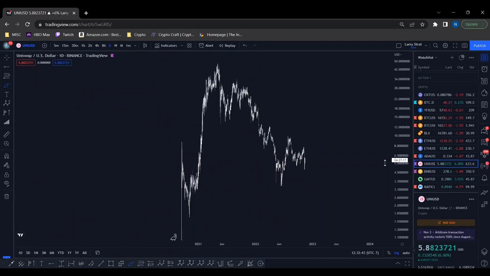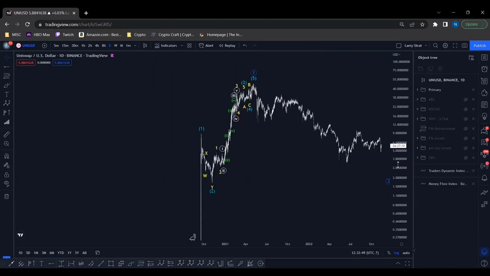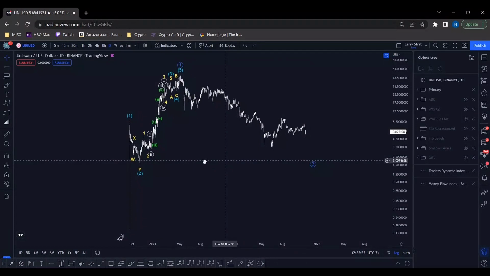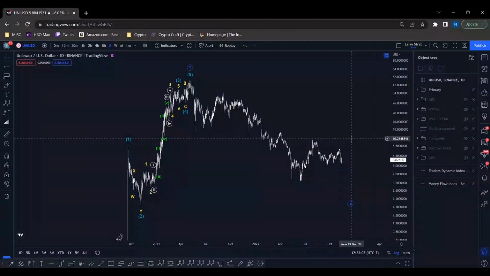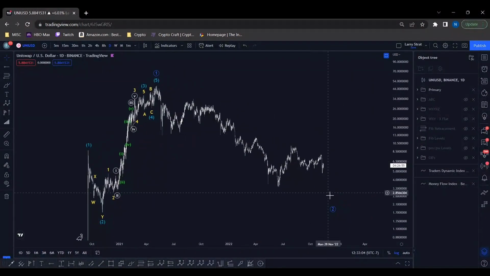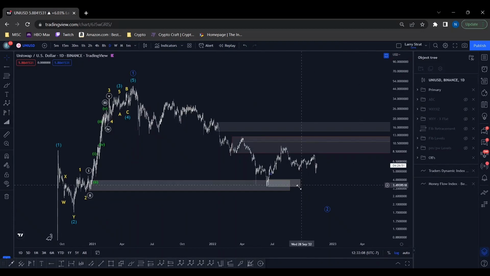Uniswap, let's take a look at Uni. I have it completing a primary one into two. It's very young in its life cycle. It's only about a few years, just a little over 2 years. How we look at this leg is the same case, same scenario as our other coins, but we do have some levels that we're taking a look at.